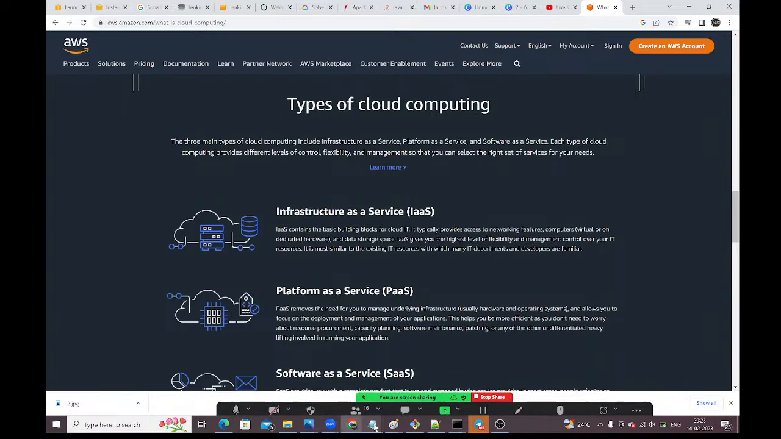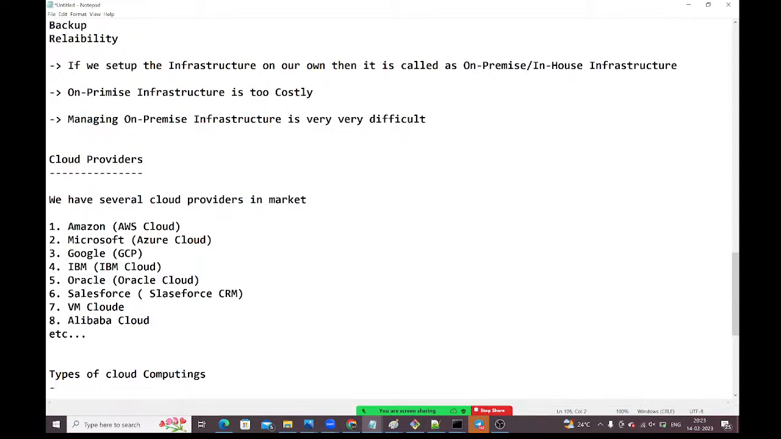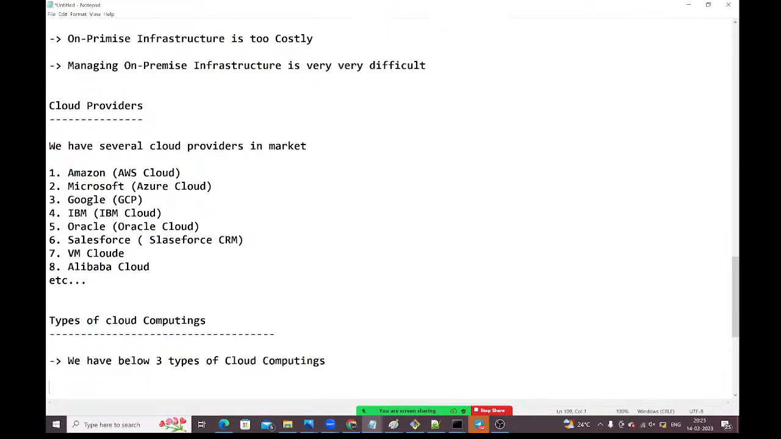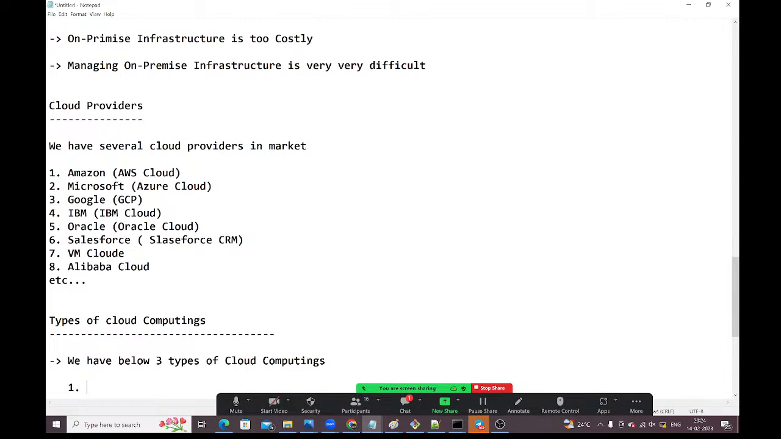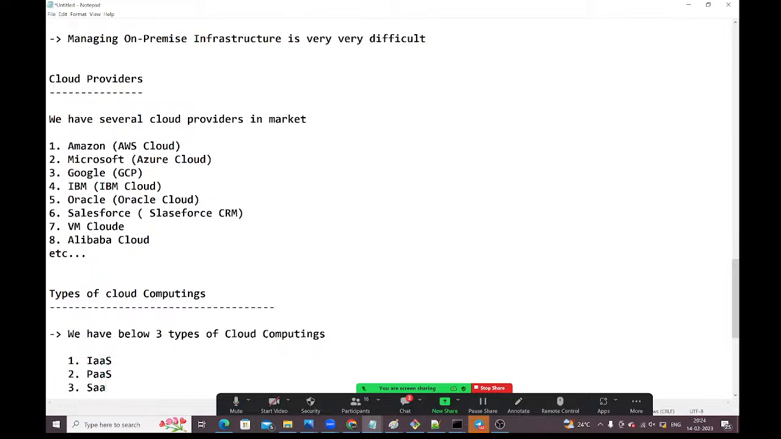Now, types of cloud computing. What do we have, guys? We have the below 3 types of cloud computing. What 3 types do we have? One is IaaS. Second one is PaaS. Third one is SaaS, guys.